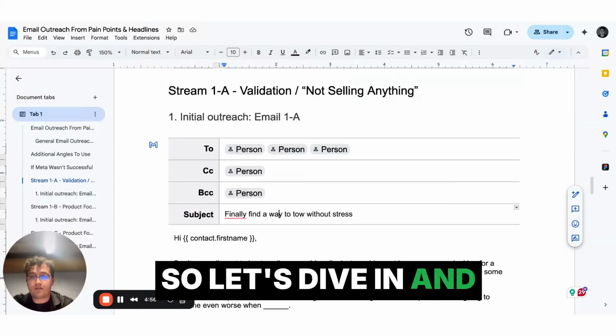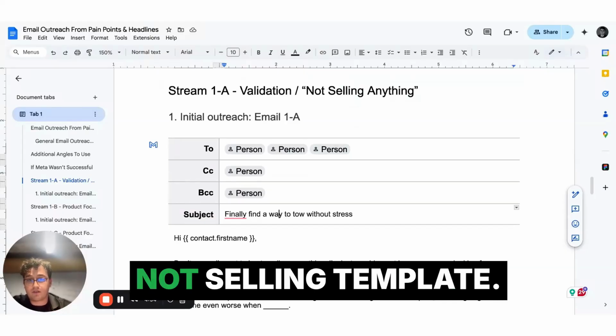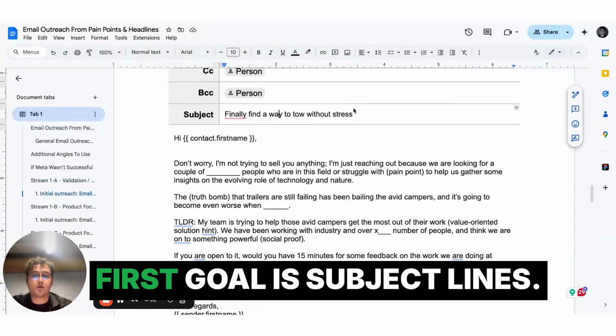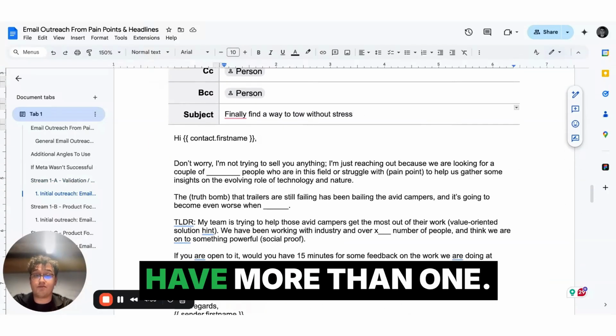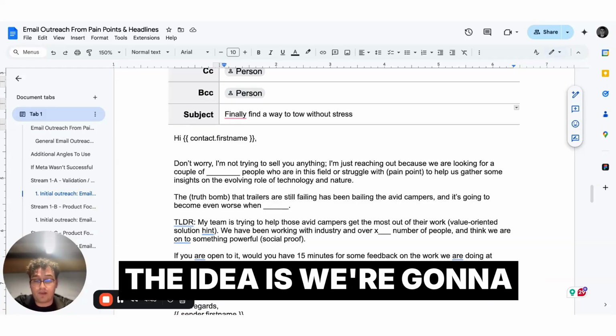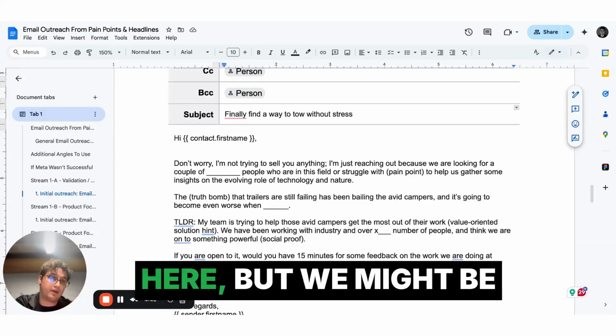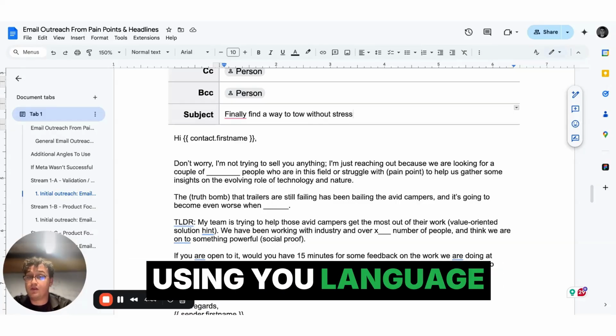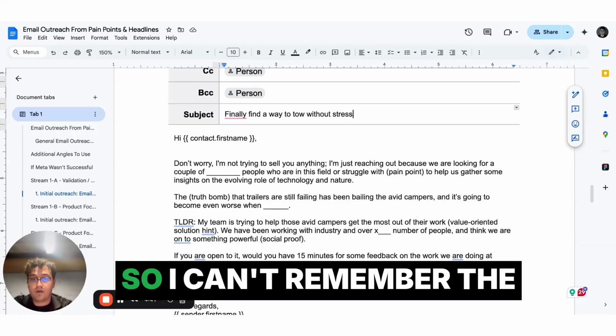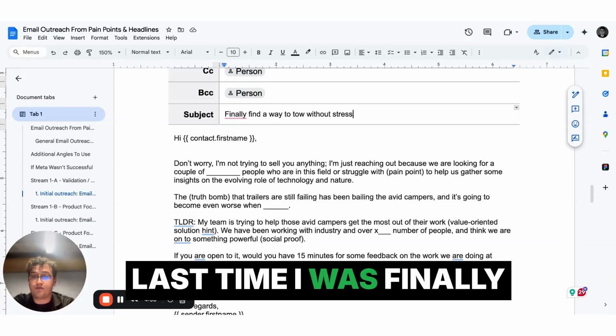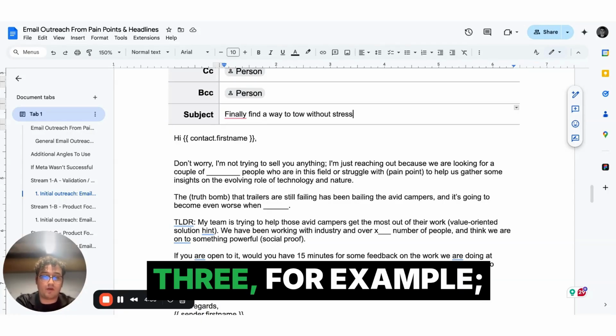So let's dive in and start off with this idea of validation and the not-selling template. First goal is subject lines. Always have more than one. I recommend 1 to 3. The idea is we're going to reference a pain point here, but we might be using "you" language and less of a headline. So I can't remember the last time I was finally able to tow stress 3.